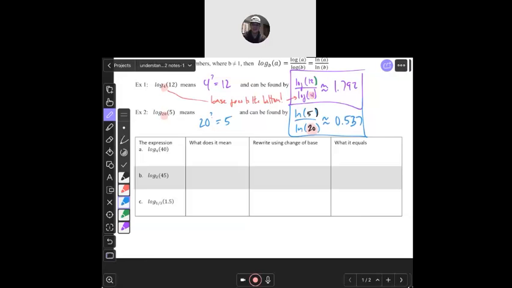Let's go. Tion, can I be the first one? Jubal, and then Brian. Bunch of L's here. Tion, what does log base 4 of 40 mean? What's log base 4 of 40 mean?